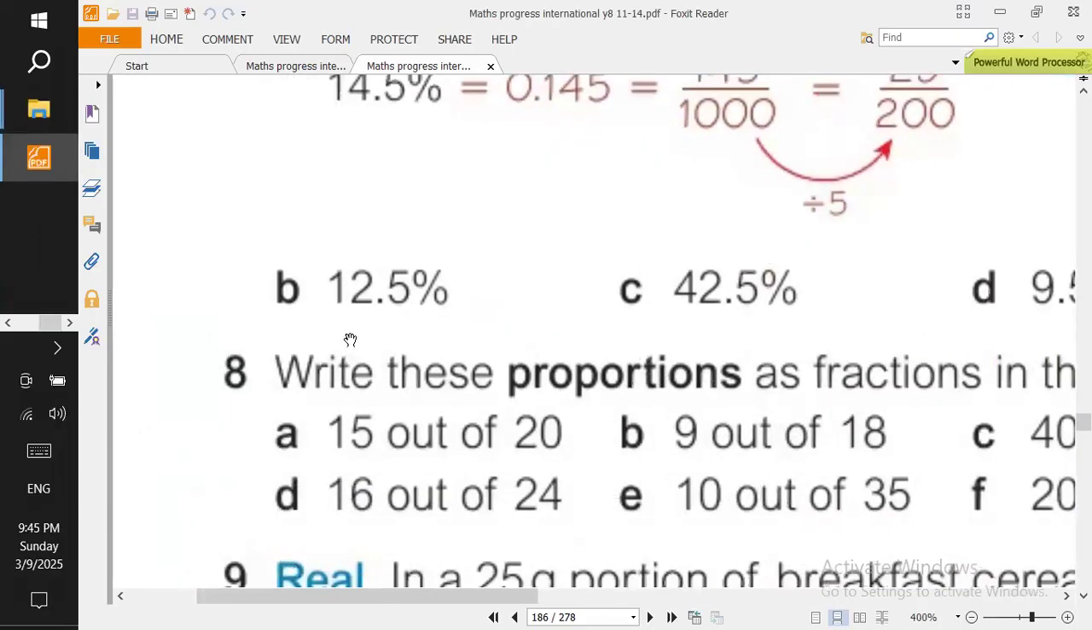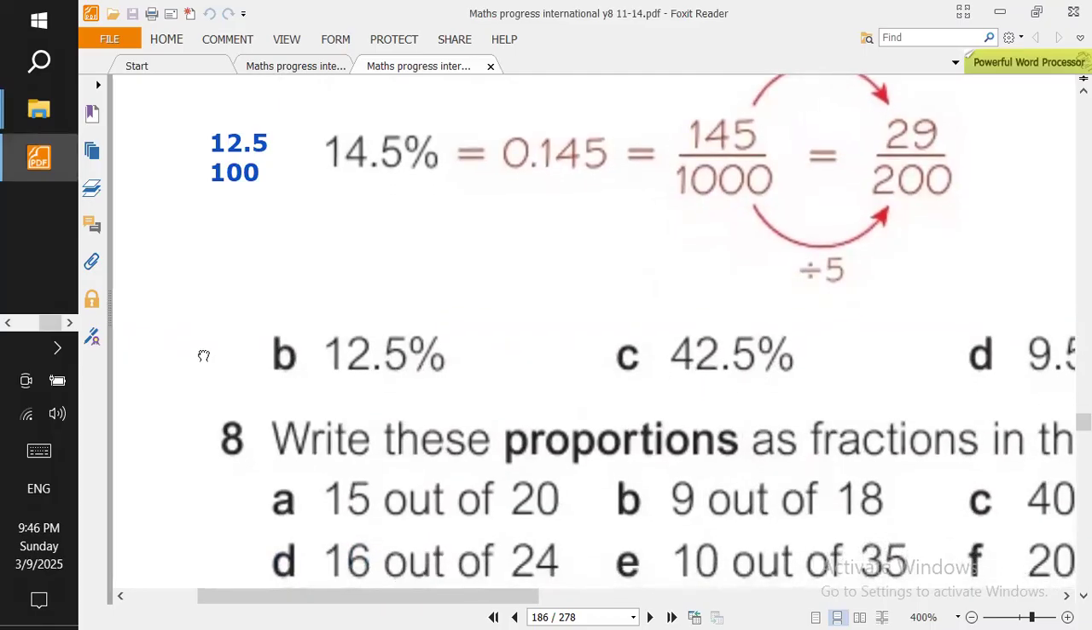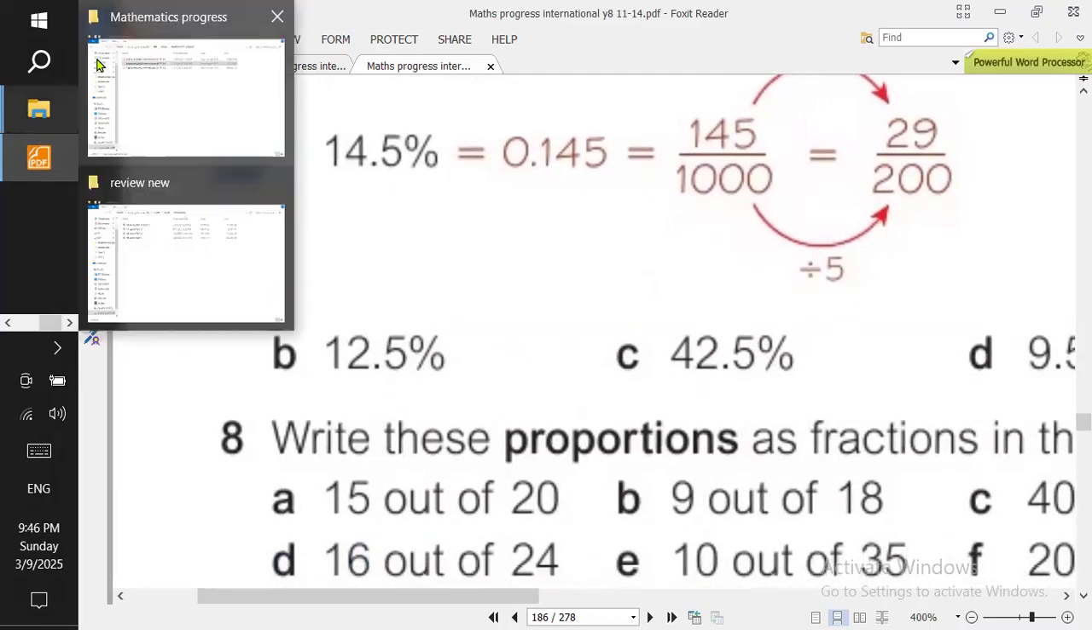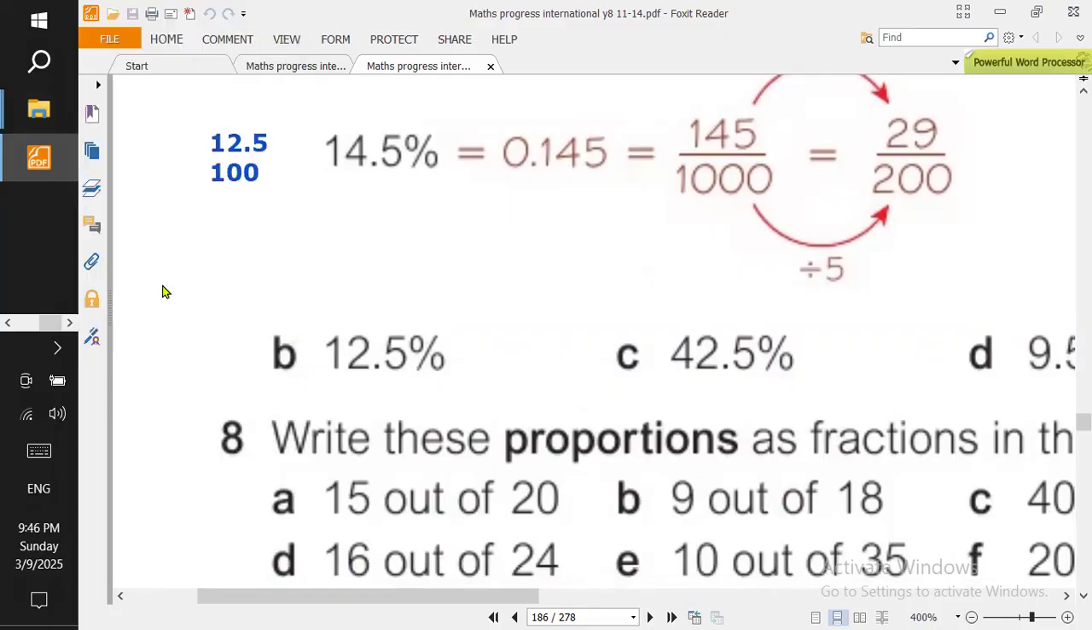For example, write these percentages as decimals and fractions. If I want this as a fraction, it's going to be like this. 12.5 over 100. This is a fraction. Okay? So it's going to be 12.5 over 100. In a fraction, you can simplify as much as possible. And you have to remove the decimal point, basically. So here it's 12.5 over 100. To remove the decimal point, when you write it in the calculator like this, 12.5 divide 100, it will fix it for you.